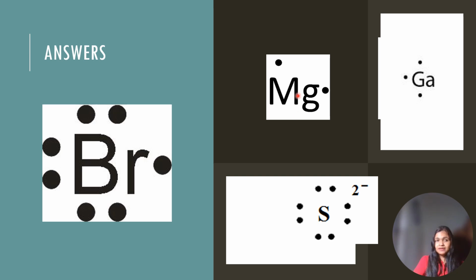Magnesium belongs to group 2A, so we see 2 dots as valence electrons. And then gallium belongs to the third group of the periodic table, 3A. We see 3 valence electrons around the gallium symbol. And then sulfur, remember, this is not a sulfur atom, this is a sulfide ion. This sulfide ion, after gaining 2 electrons, has a stable structure and it is an anion. So we see 8 valence electrons around the sulfide ion. It's an anion, so it's going to gain 2 electrons.